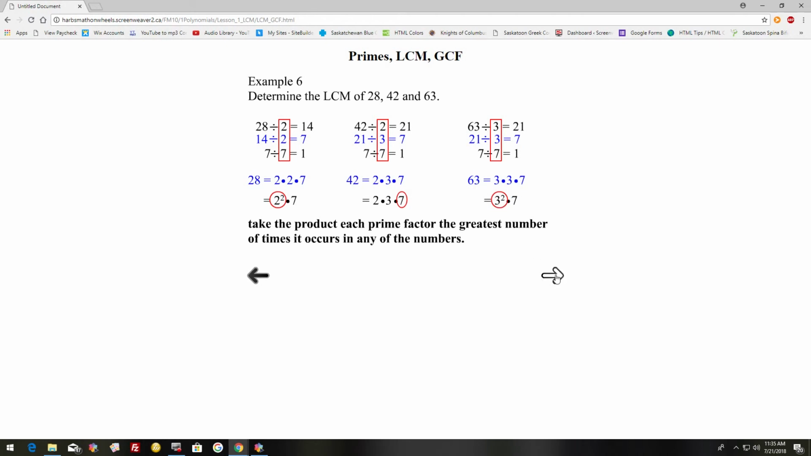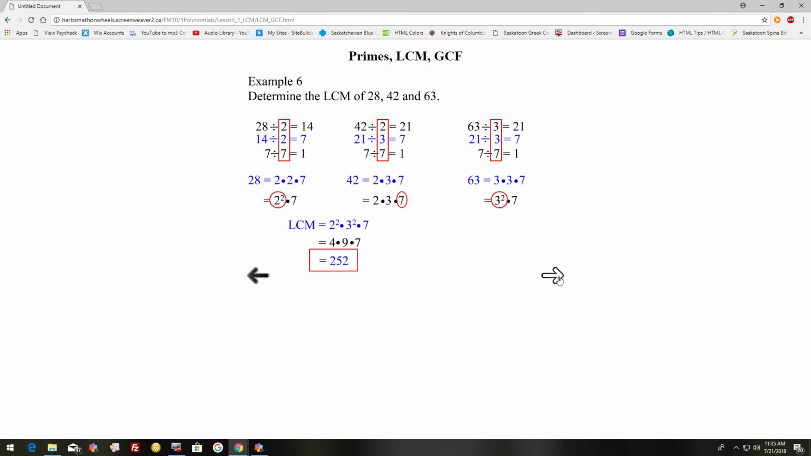LCM is 2 to the power 2 times 3 to the power 2 times 7. Do the math. 4 times 9 times 7. 252 is our LCM of 28, 42, and 63.